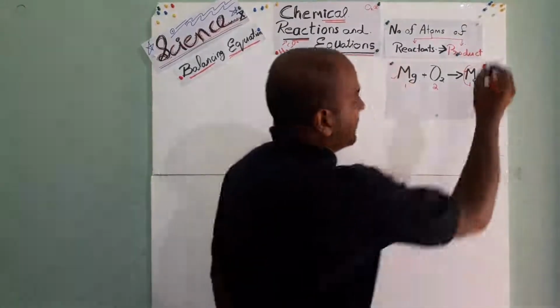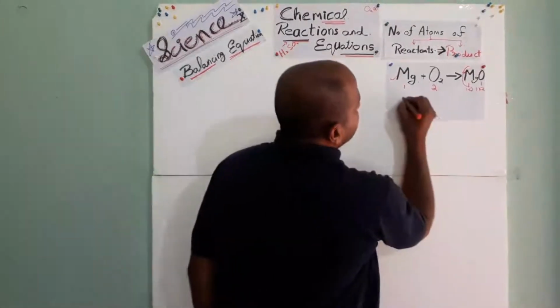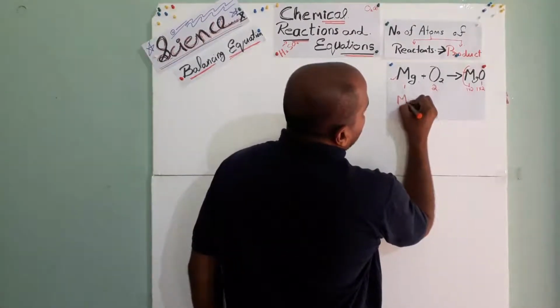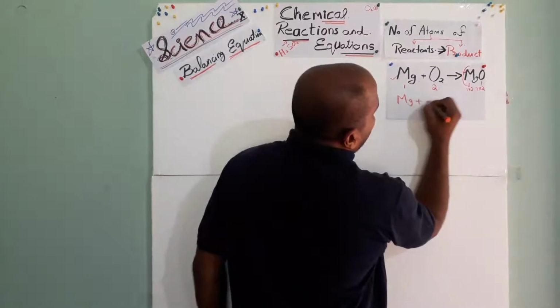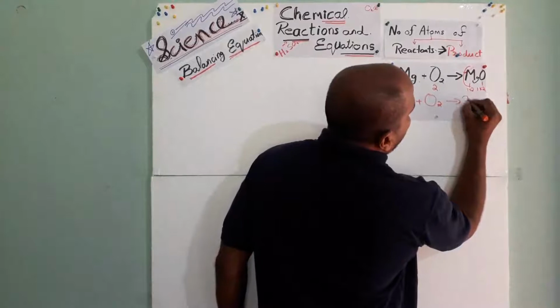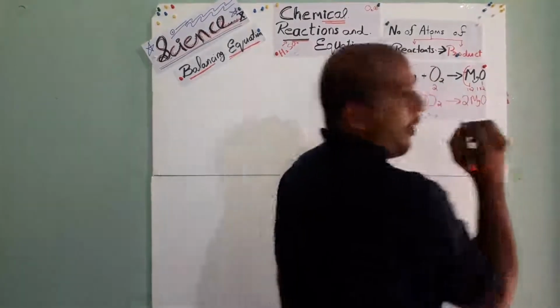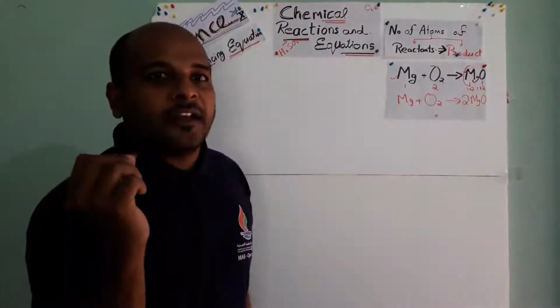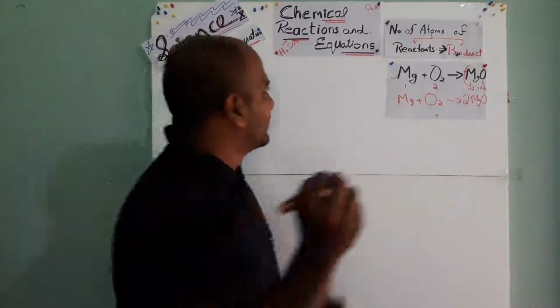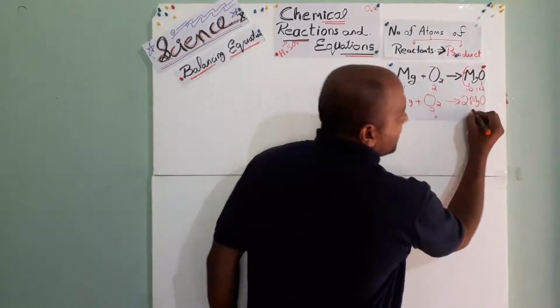Understand? So we have to multiply Mg also with 2. So then it becomes what? Mg plus O2 gives us what? 2 MgO. Okay? Balanced, right? Mg 2, oxygen 2.